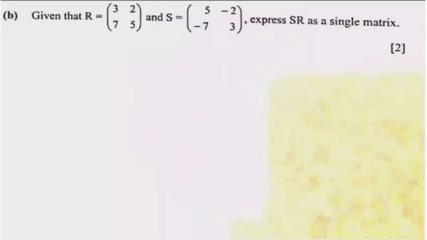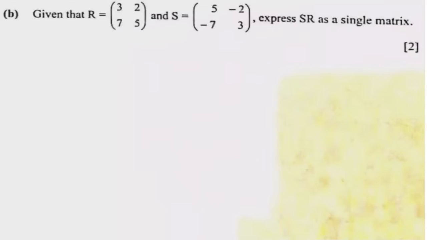Come to question 4b, which is: given that R is equal to the matrix 3, 2, 7, 5, and S is equal to the matrix 5, negative 2, negative 7, 3. The actual question is express SR as a single matrix. So how do we express SR as a single matrix?